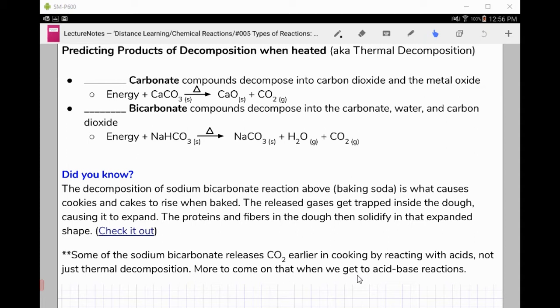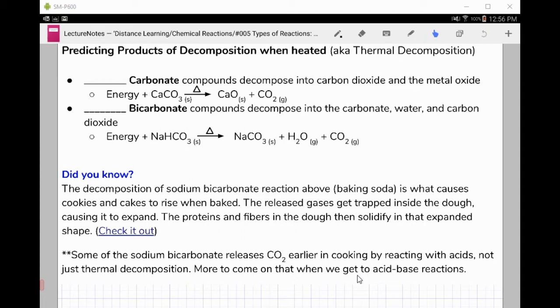Sodium bicarbonate does something similar. However, it has that extra hydrogen in there that the previous example did not have. So that hydrogen actually joins up with some of the oxygen atoms that are being released to form water along with the carbon dioxide. It's actually that second reaction which is what causes cakes and pancakes and cookies to rise. Sodium bicarbonate is also known as baking soda.